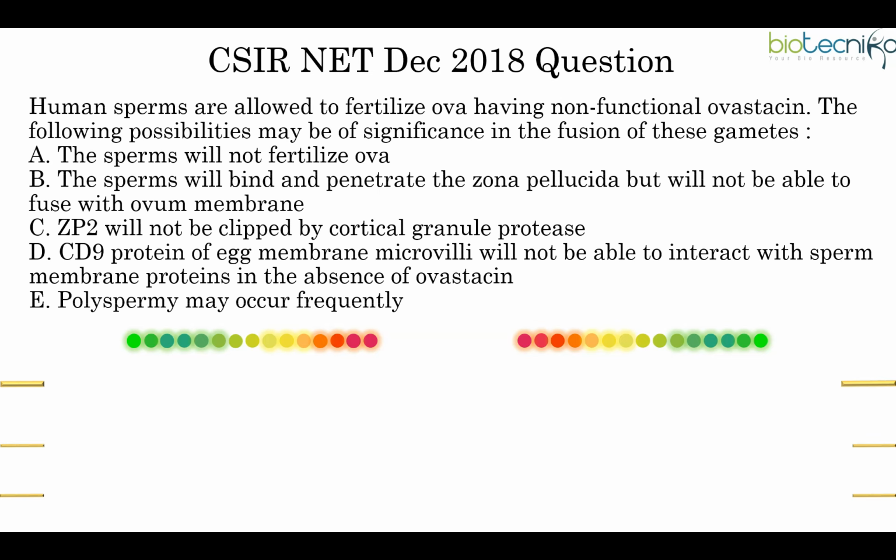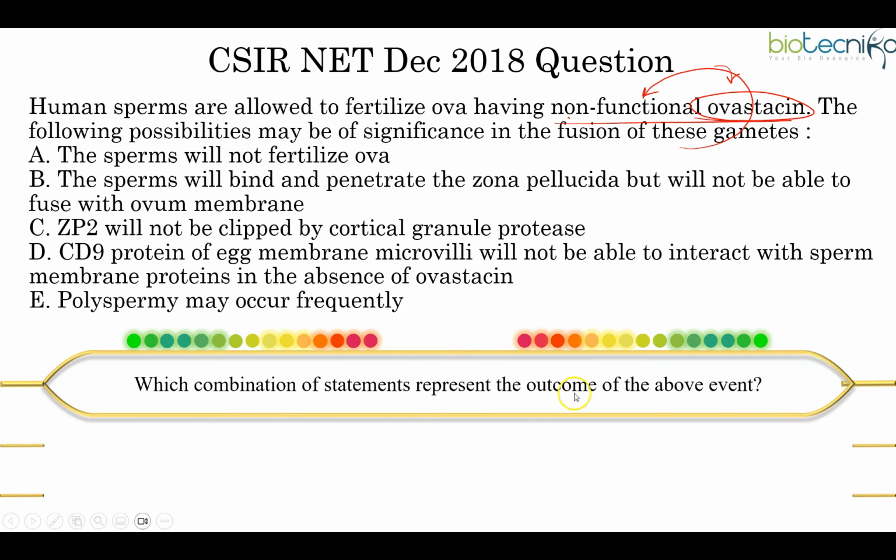Next question is from CSIR NET, December 2018. Here, human sperms are allowed to fertilize ova having non-functional ovastatin. So what is ovastatin? It is one of the components released from the cortical granules which will prevent polyspermy. So the following possibilities may be of significance in fusion of these gametes in case you have non-functional ovastatin. Which one of the combinations will represent the outcome of the above event?